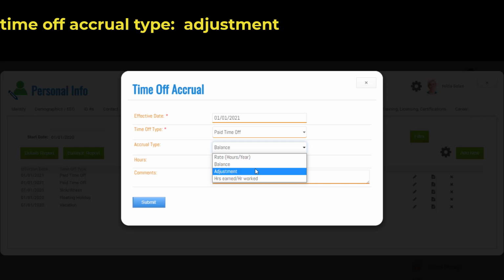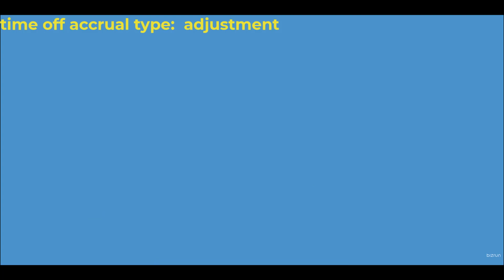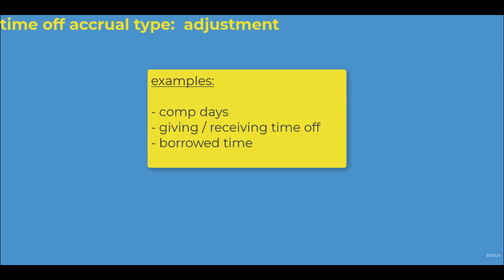One way to think about the adjustment accrual type is to consider the analogy of your bank account. The deposits to or withdrawals from your bank account can be considered adjustments to your account. The same goes for adjustment entries to a person's personal info accrual tab. They are essentially deposits or withdrawals of time off on a specific date. Some examples or reasons why adjustment entries are made in some organizations are for comp days, giving or receiving time off between employees, and accounting for time borrowed. Actually, taking time off is technically considered an adjustment.